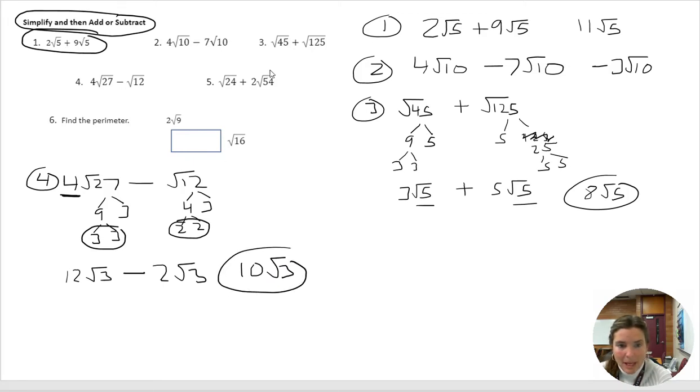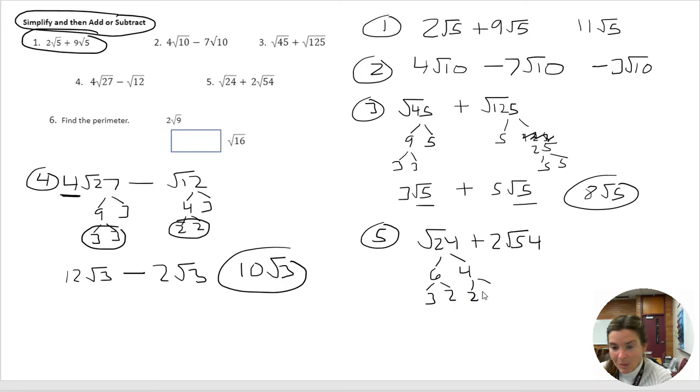Okay. Number 5, we have square root of 24, and then we have plus 2 square roots of 54. So square root of 24 is going to be 6 and 4, and then 6 would be 3 and 2, and then 4 would be 2 and 2. So we have a pair of 2's right here. We can bring that out front as 1, 2, and then underneath our radical, we're still left with 3 times 2, which is 6.